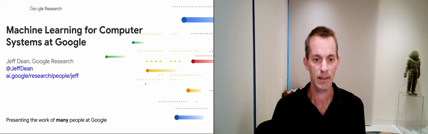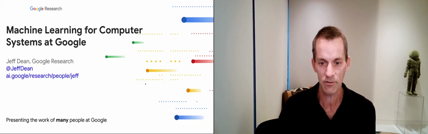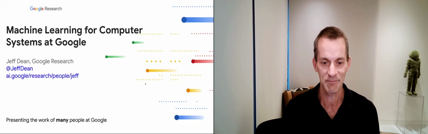I'm Jeff Dean, and I lead Google Research, and I'm here to talk to you today about some of the exciting work that's happening in the intersection of using machine learning for computer systems problems at Google. I'll be presenting the work of many, many people at Google, and I'll attribute different subsections of this talk to particular groups of people. But I just want to say thank you very much for having me in the workshop, and I'm delighted to be giving this talk. I'm sorry I can't be there in person today, but here I am virtually.